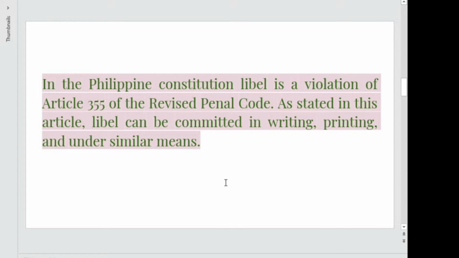In the Philippine Constitution, libel is a violation of Article 355 of the Revised Penal Code. As stated in the article, libel can be committed in writing, printing, and under similar means. So, yung under similar means dito, since naging advanced na ang technology, hindi na lang siya limited to printed newspaper and magazines or articles. Pati yung mga nakasulat sa social media, kasali na rin siya sa libel.